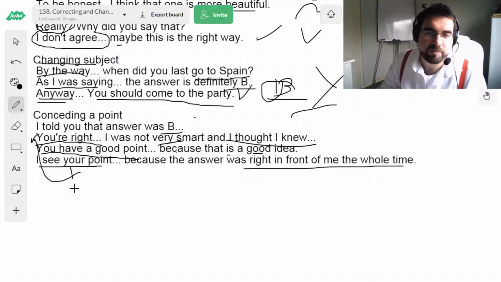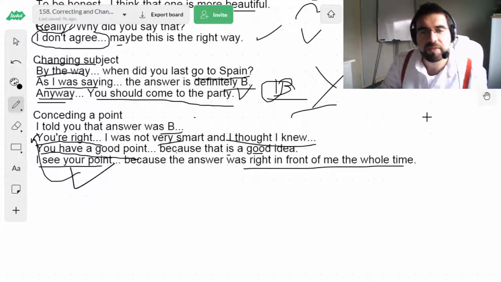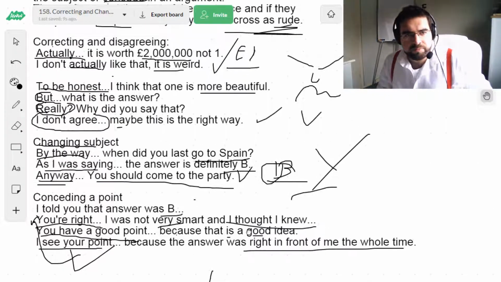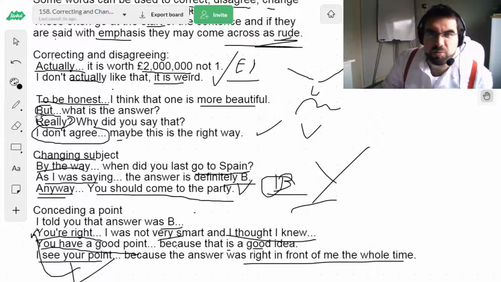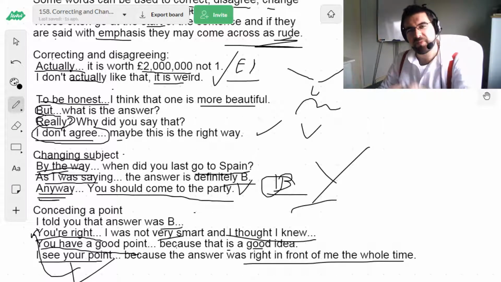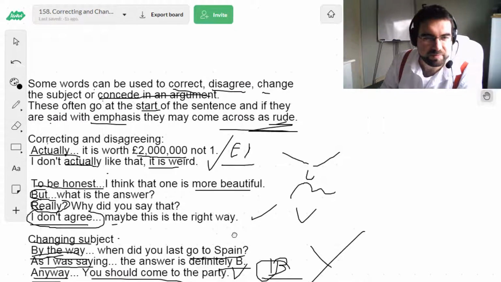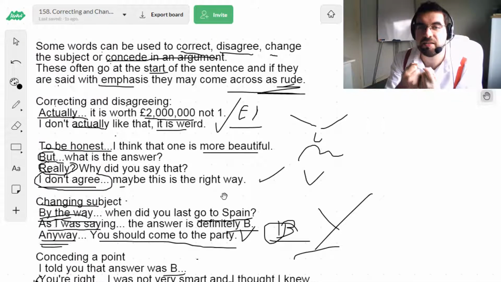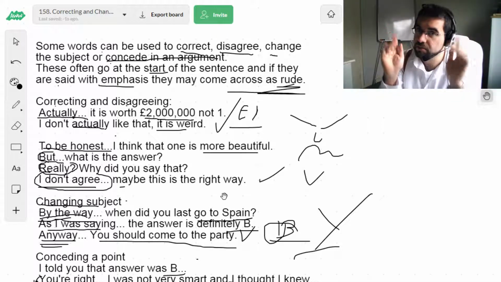You're right. Very good. So, let's have a quick flick through. To be honest, but really, I don't agree. By the way, as I was saying, anyway. So, those are some nice ways to change the subject, disagree or concede. Very good.